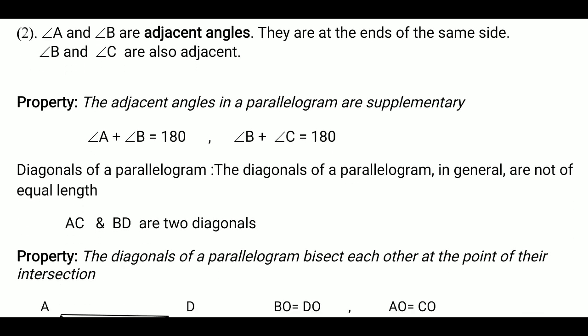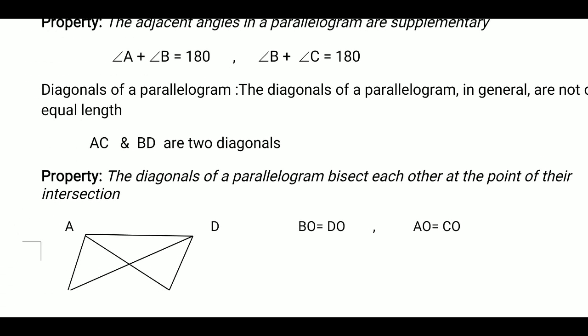Now the diagonals of a parallelogram. The diagonals of a parallelogram in general are not of equal length. In case of a square and in case of a rectangle, the diagonals are equal, but in general they are not equal. From the figure, AC and BD are two diagonals of a parallelogram.